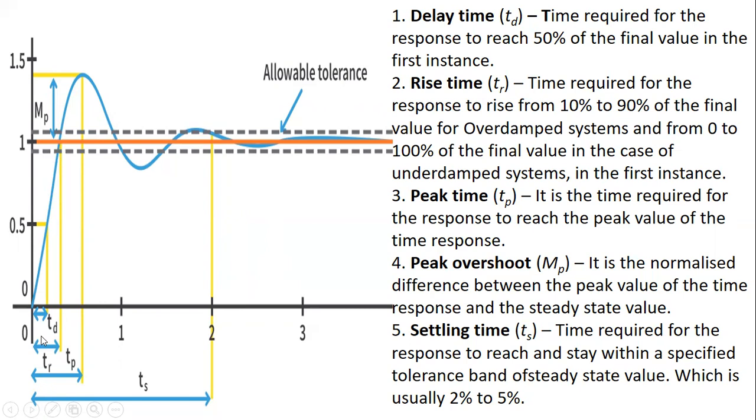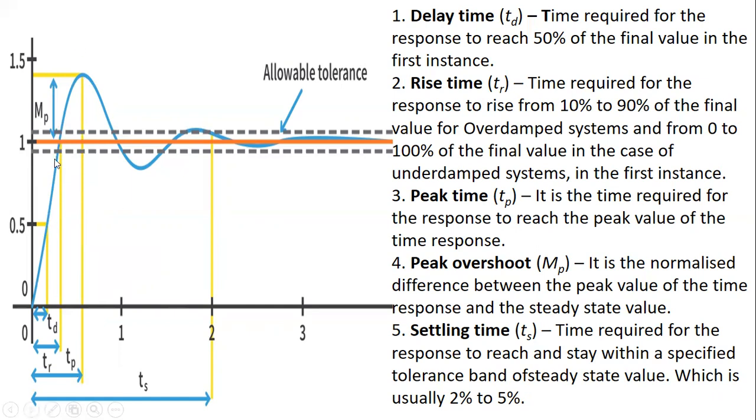Then we have peak time, which is nothing but the time required for the response to reach the peak value of the time response. So the output signal is going like this, and it has reached the peak at this value, say 1.4 or something like that. This is the time required for the output to reach the peak value.